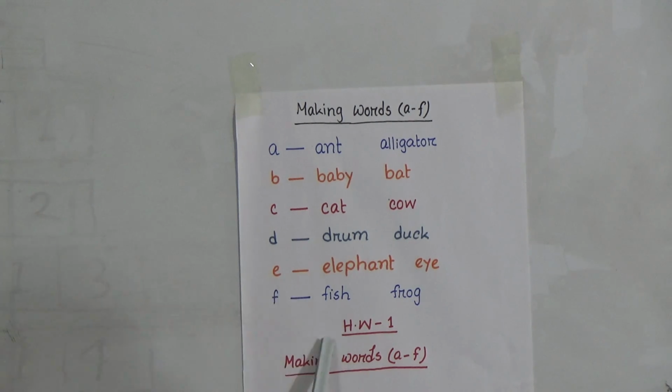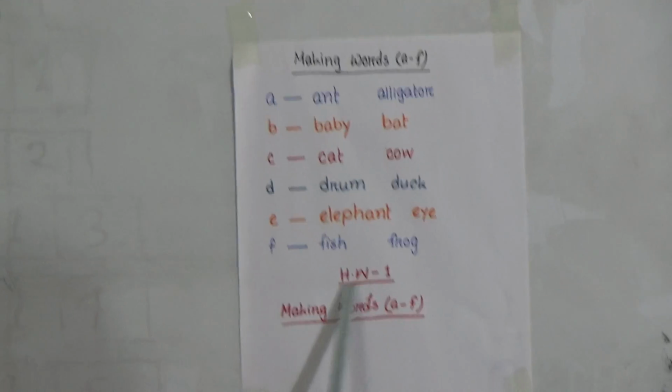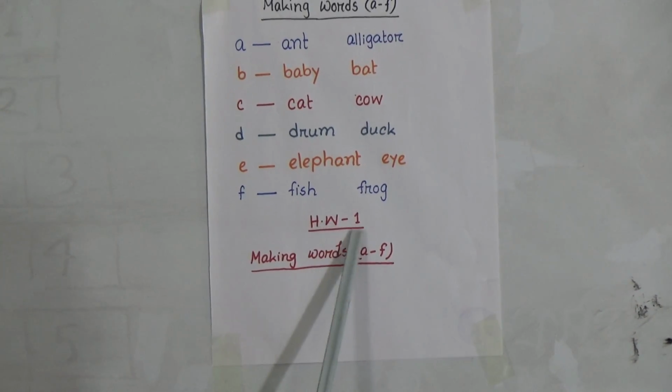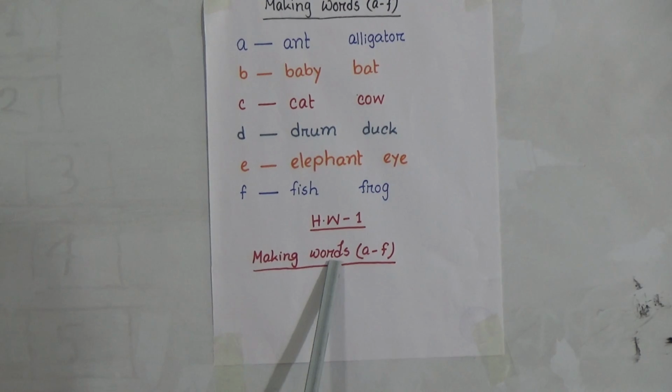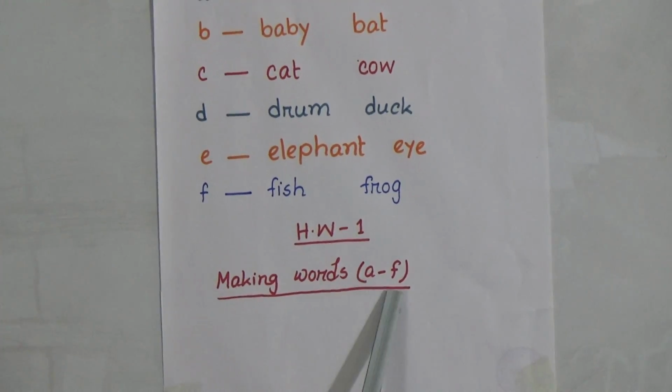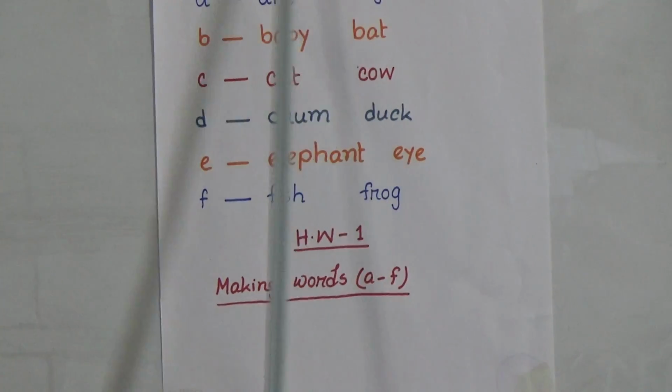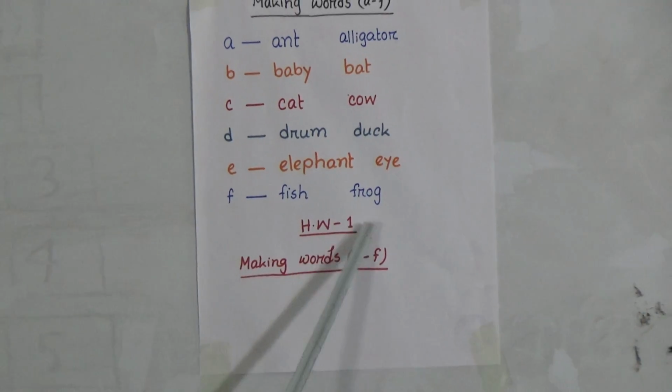And students, now it's time for your HW number 1. This is your first HW and your HW number 1 is making words with the letters A to F. That means today's topic. This is your HW number 1.